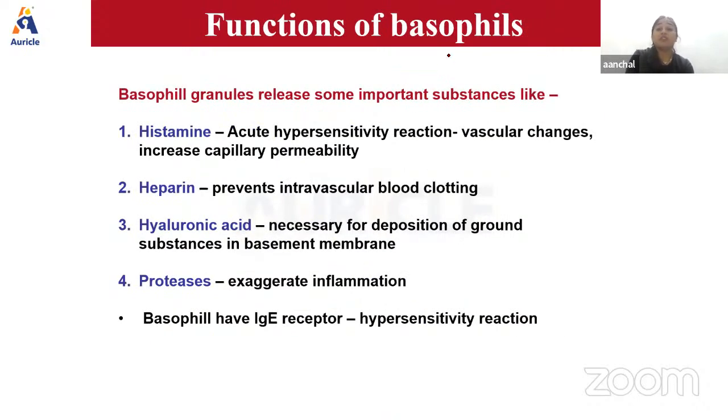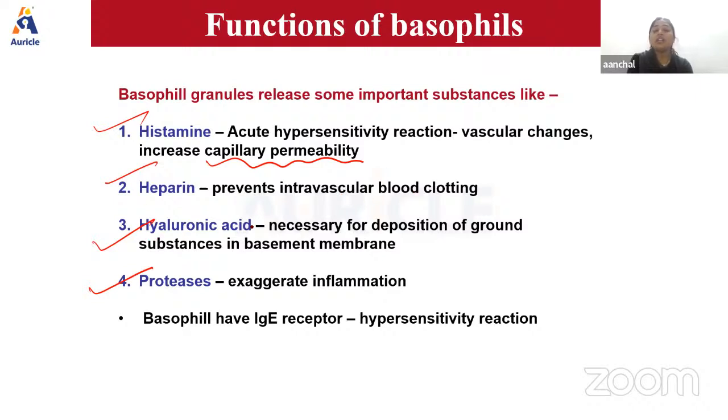Then we have the function of basophils. Basophil granules release substances like histamine, heparin, hyaluronic acid, and protease. Histamine is very reactive in acute hypersensitivity reactions, vascular changes, and increased capillary permeability. And heparin, as we know, is a natural anticoagulant present inside the body, so it is responsible for the prevention of intravascular blood clotting.